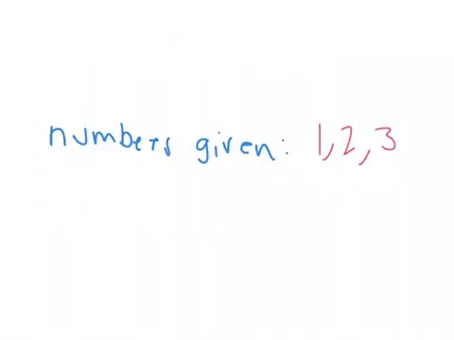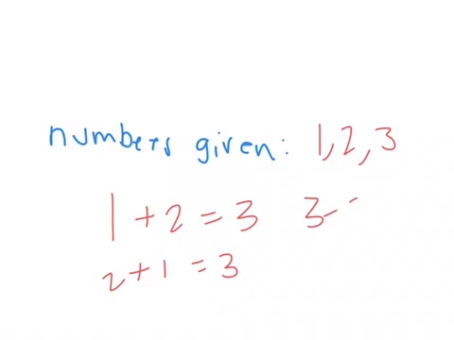In this example, it tells us that the numbers that are given are 1, 2, and 3. So, what relationship or what fact family can we make out of 1, 2, and 3? Well, let's see. We can do 1 plus 2 is 3. 2 plus 1 is 3. 3 minus 2 is 1. 3 minus 1 is 2. So far, this was just addition and subtraction.